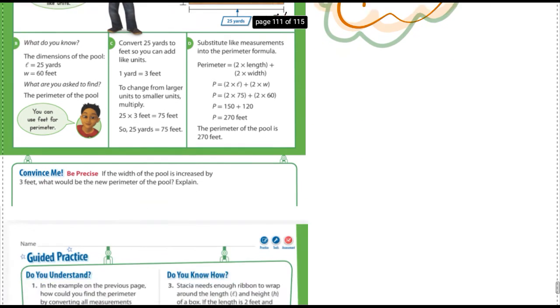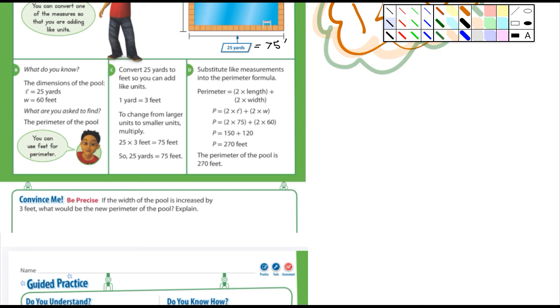So down to the convince me, it's asking a question that says, if the width of the pool is increased by 3 feet, what would the new perimeter be? Well, first off, let's go back to the old perimeter. What was the old perimeter? It's 270 feet. So if the width is increased by 3 feet, what's the new perimeter? Well, you're not going to just add 3 feet. It's not going to be 273 feet. That would be incorrect.